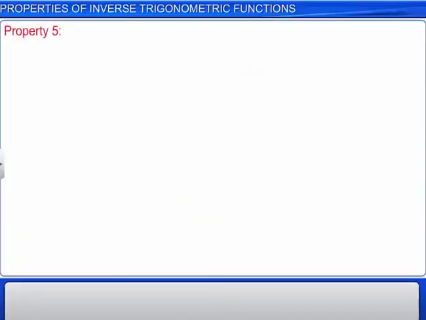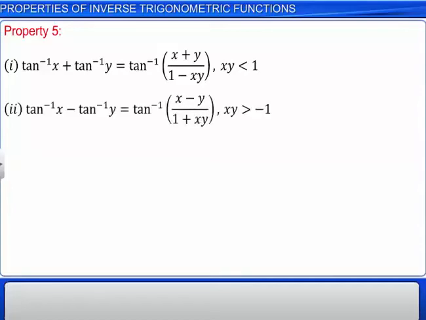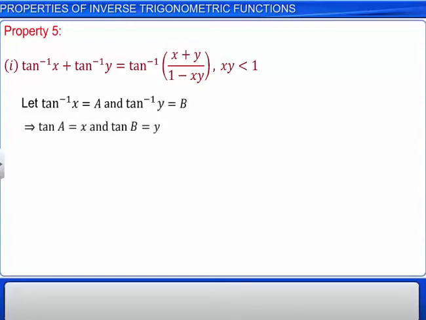The fifth property states that tan inverse x plus tan inverse y is equal to tan inverse of x plus y upon 1 minus xy, and tan inverse x minus tan inverse y is equal to tan inverse of x minus y upon 1 plus xy. Let's prove the first property. Denote tan inverse x by a and tan inverse y by b. This implies tan a is equal to x and tan b is equal to y.